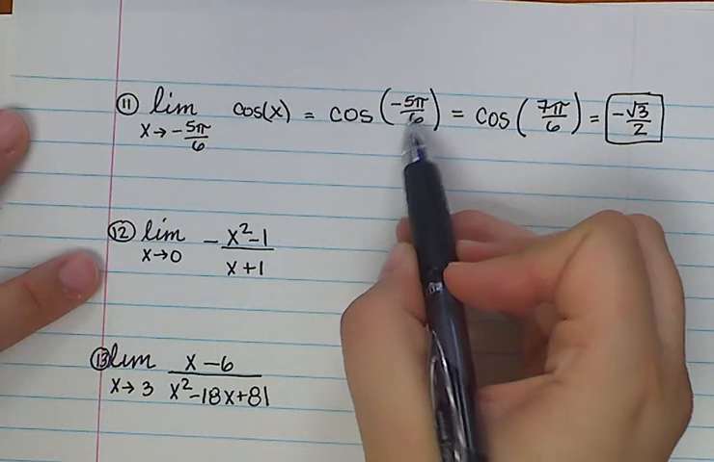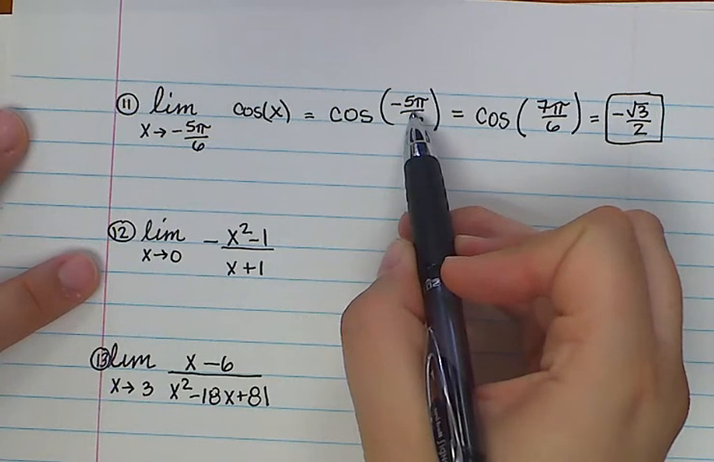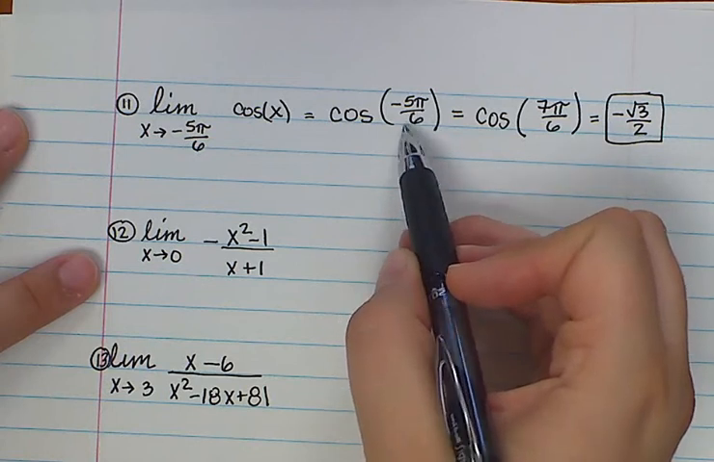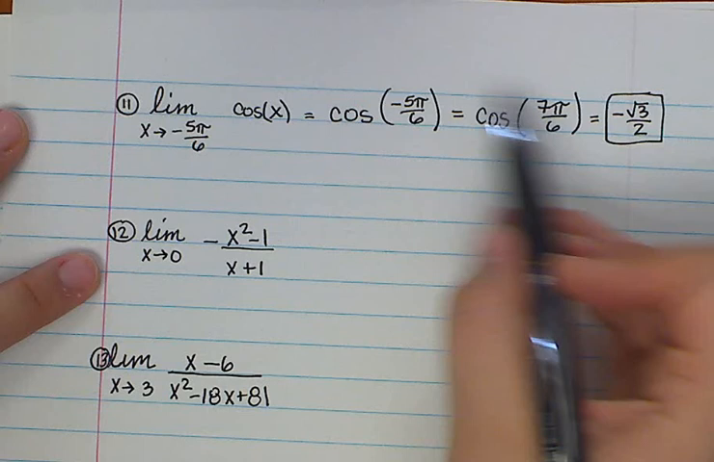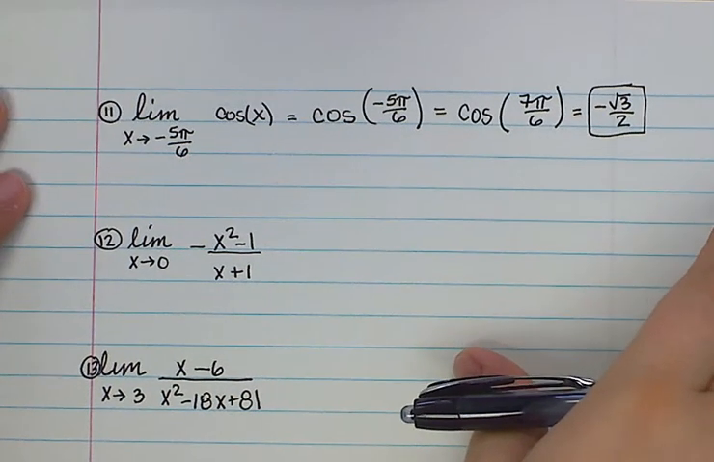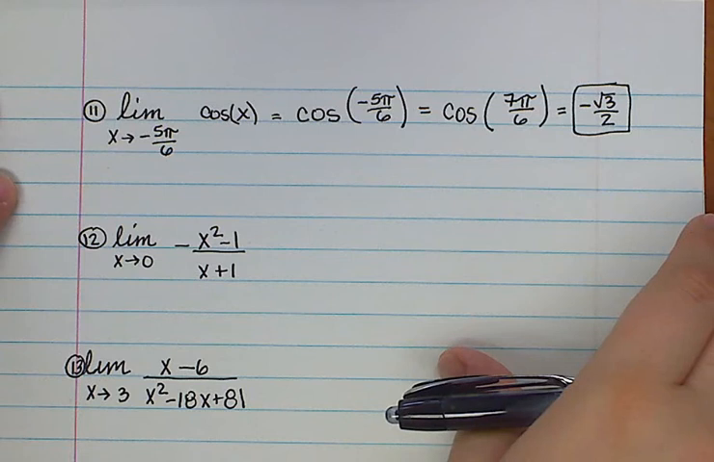Negative 5 pi over 6. In 2 pi, we can also call 2 pi 12 pi over 6. So I said 12 pi minus 5 pi is 7 pi. Coterminal angles are very important for that.